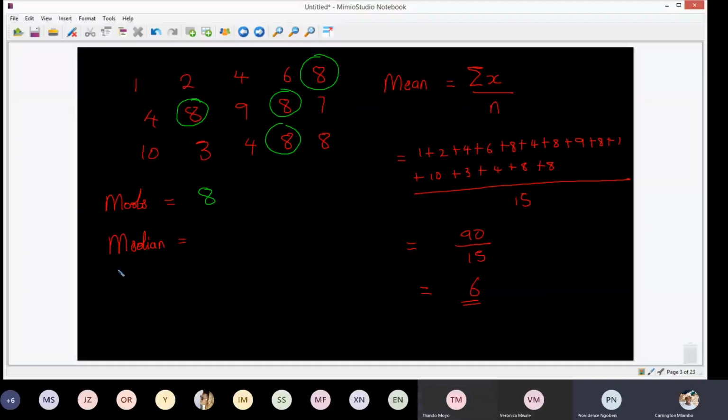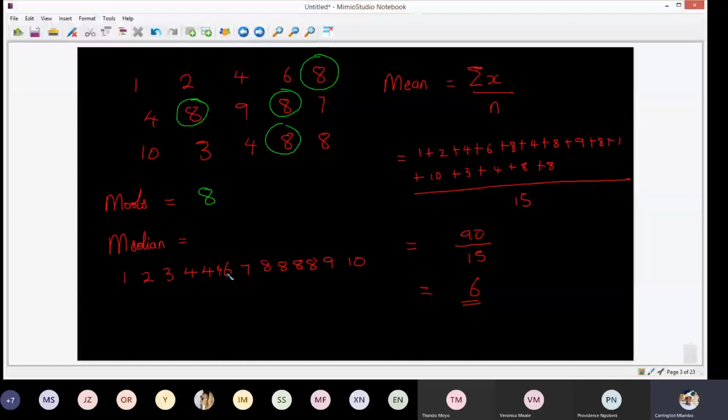So our numbers, the smallest is 1, 2, then we have 3, then we have 4, we have another 4, then we have 6, then we have 7, then we have 8, 8, 8, 8, then we have 9, then we have 10. How many items do we have? 1, 2, 3, 4, 5, 6, 7, 8, 9, 10, 11, 12, 13. Why did I say 15? Did I forget another number? How many fours? 3. Okay, I forgot another 4.